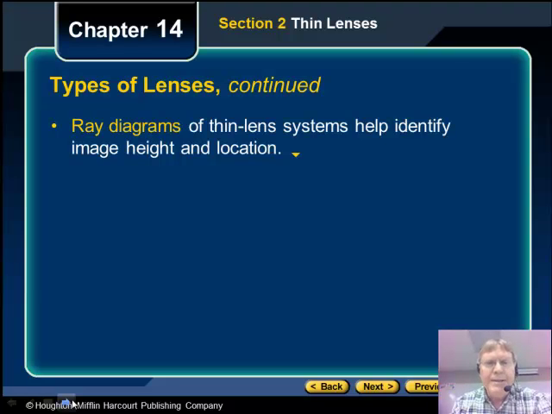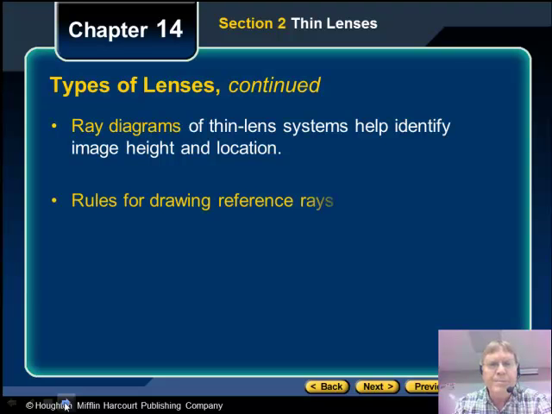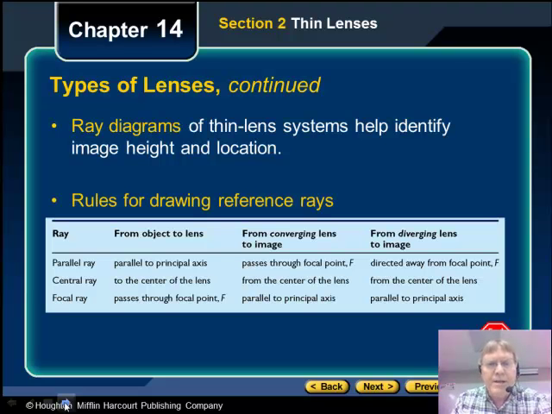Okay, again with the lenses we can use ray diagrams as we did for mirrors to help us find the location and the height of an image and the exact type of image that is formed. The rules for drawing these rays are very similar to what they were for mirrors. For example, you have rays parallel to the axis. That is going to be parallel to the principal axis as it comes from the object to the lens. As it passes through the lens, it's refracted so that it passes through the focus. All right, so this will go through the focal point, F.